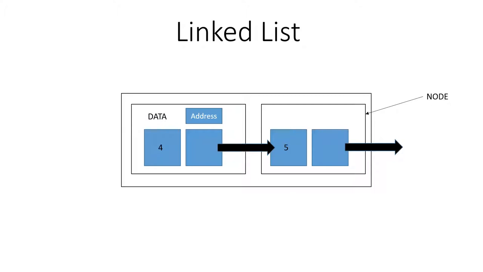Many people get confused here, but linked list is a very simple data structure. A linked list is a linear collection of data elements whose order is not given by their physical placement in memory. Each element points to the next, and it is a data structure consisting of a collection of nodes which together represent a sequence.